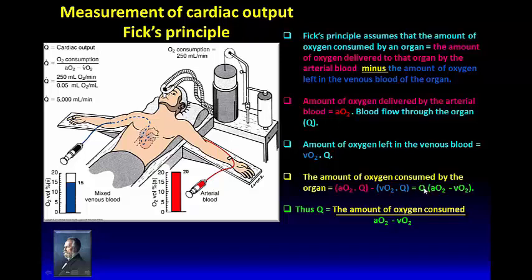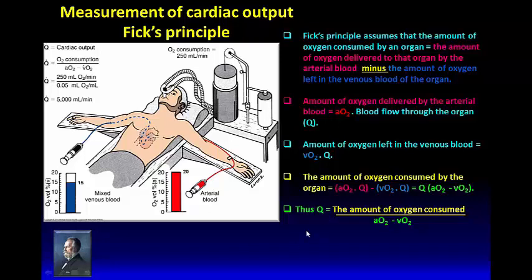So flow through the organ, Q, is equivalent to the oxygen consumption divided by the difference between the oxygen content of the arterial blood and the oxygen content of the venous blood. We can use the same principle to measure flow through all organs of the body. And you all know that flow through all organs of the body is the cardiac output.